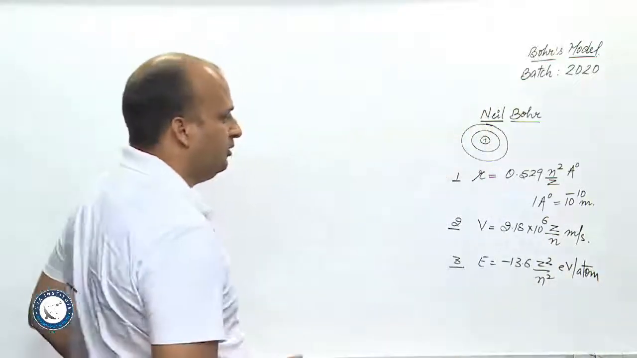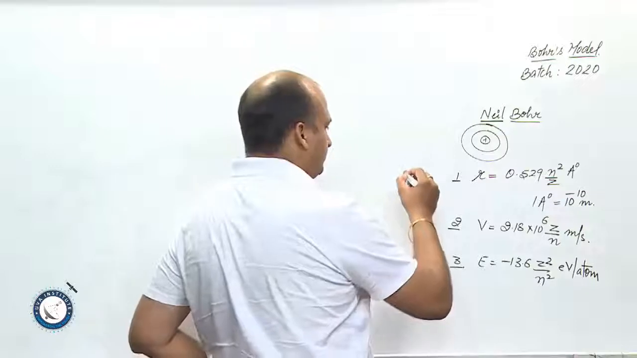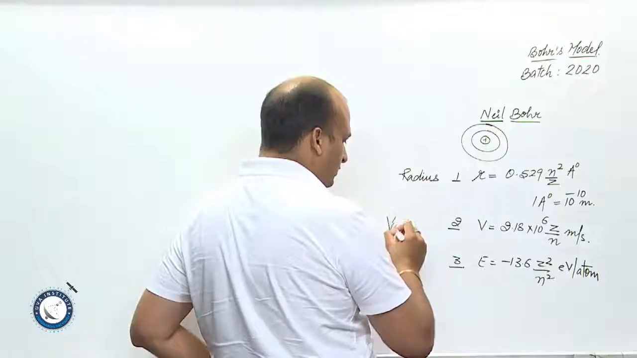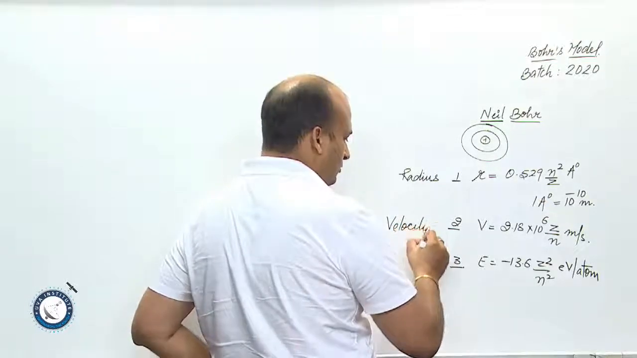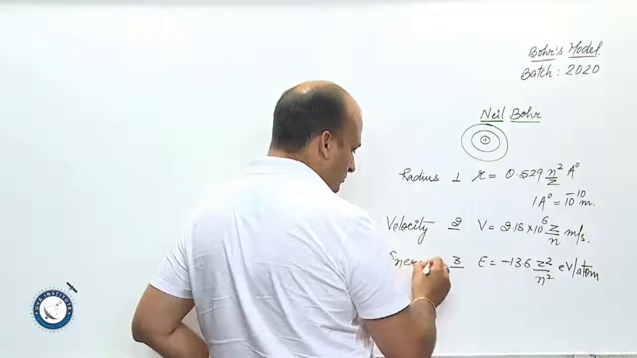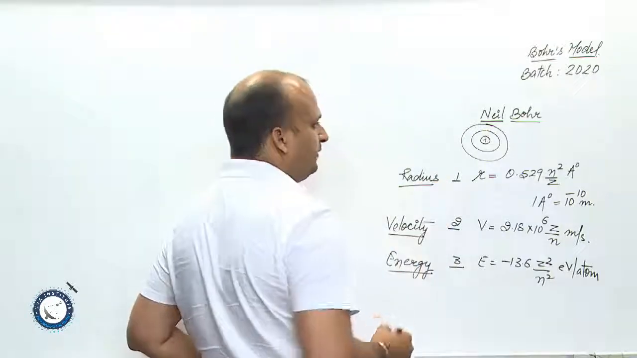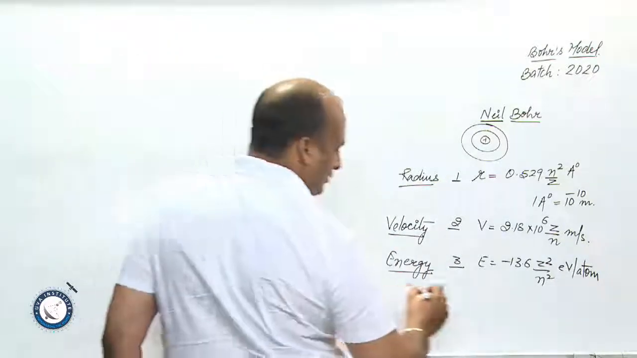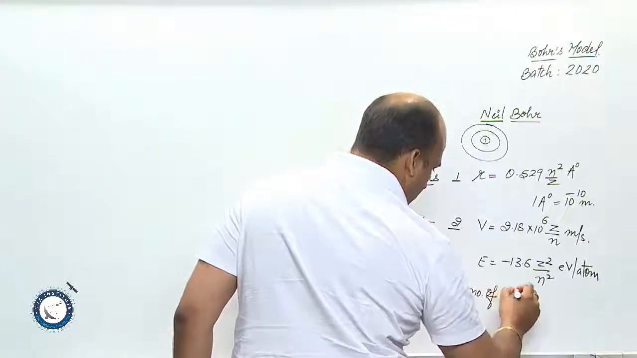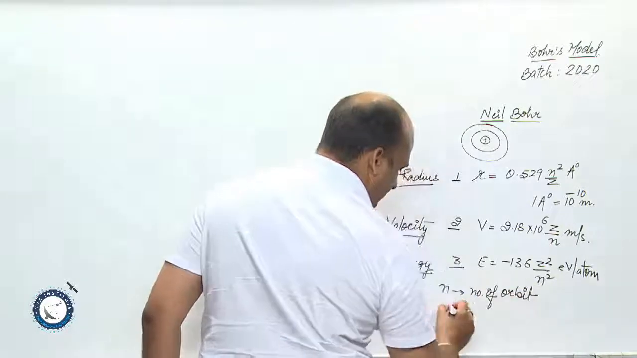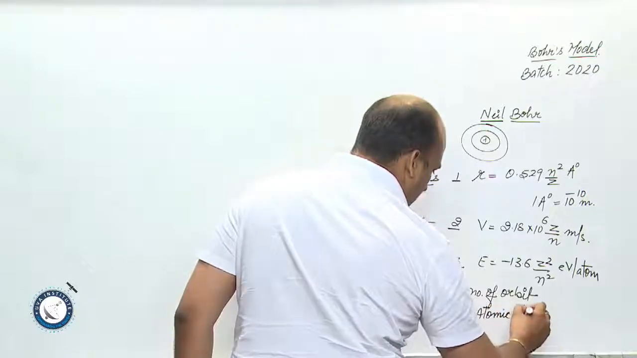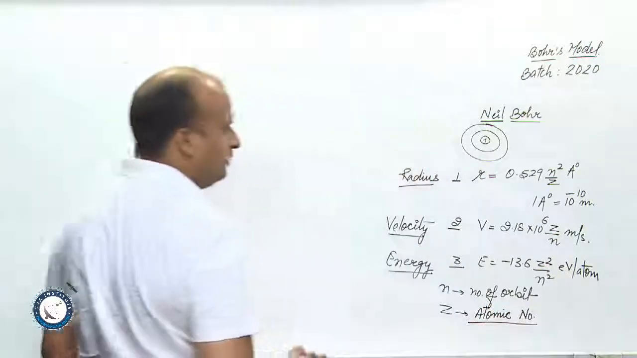Okay. Now, r is radius, v is velocity, E is energy. N is number of orbit. And Z is atomic number. Z is atomic number. ठीक है?